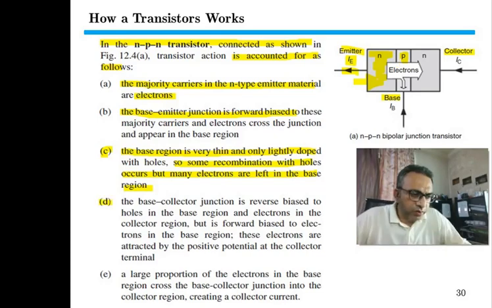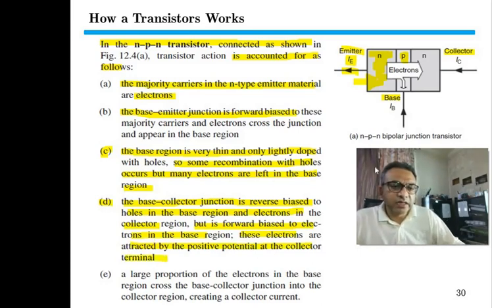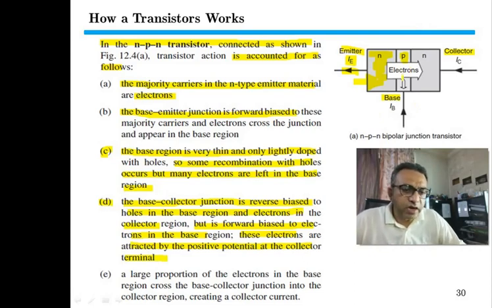And now in point D, the base collector junction is reverse biased. To holes in the base region and electrons in the collector region, it is reverse biased, but it is forward biased to electrons in the base region. These electrons are attracted by the positive potential at the collector terminal. What does this mean? That in the base, out of the 100 electrons, only 10 electrons recombined and 90 electrons are present. I'm explaining as an example.